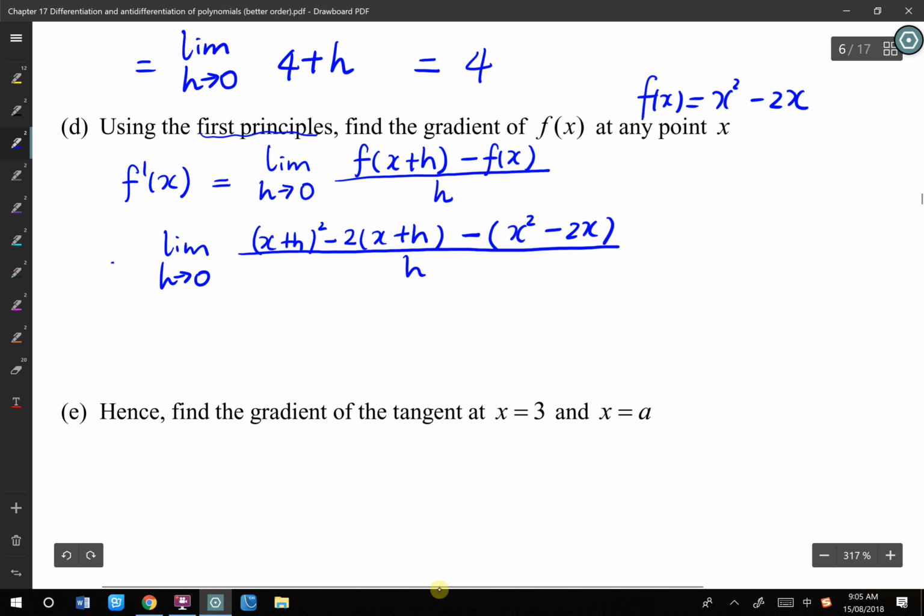The question is, can I substitute h equals 0 now? No, I can't sub. So what can I do here? Simplify. In more detail, before we simplify, we expand. So the next step is always expand. So x squared plus 2hx plus h squared minus 2x minus 2h minus x squared plus 2x. That's the numerator.